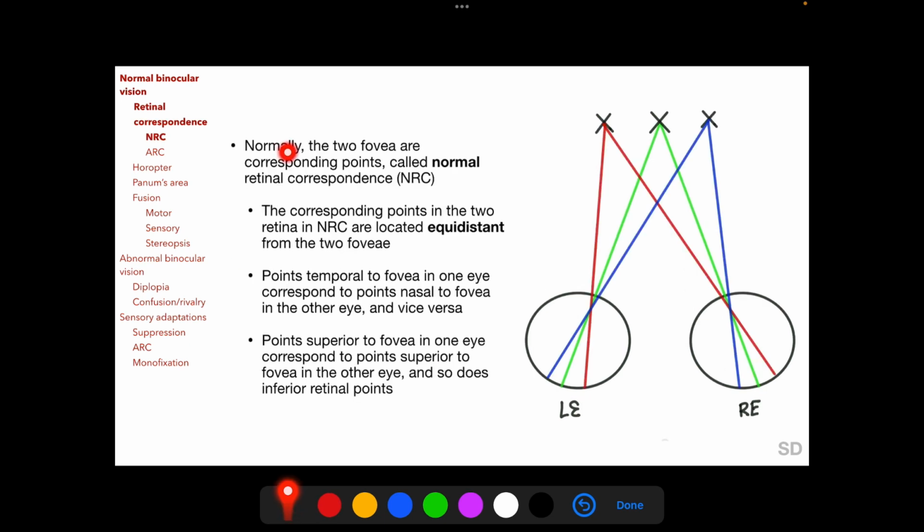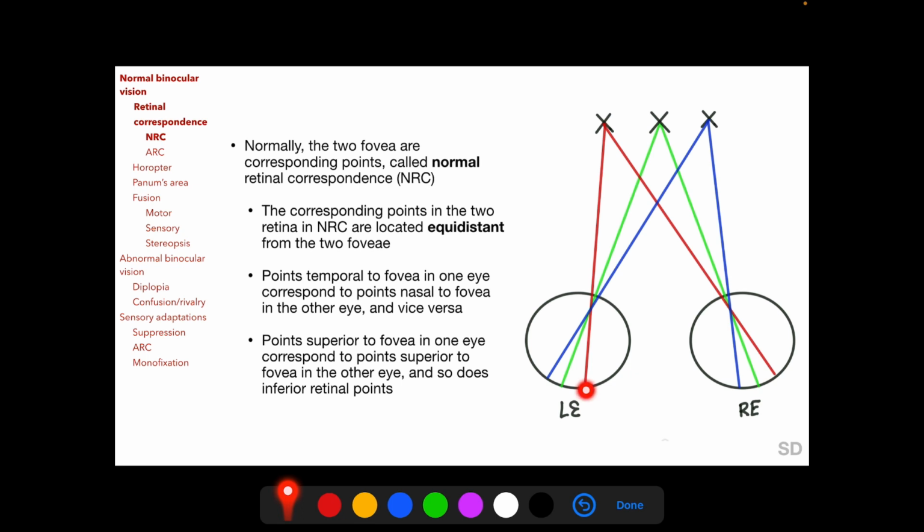Under normal circumstances, the two fovea are corresponding to each other, and this situation is called normal retinal correspondence, or NRC. The corresponding points in the two retinas in NRC are located equidistant from the two foveas in each eye. As we see here in this diagram, points temporal to fovea in one eye correspond to points nasal to the fovea in the other eye, and the distances of these corresponding points from their respective fovea are equal.